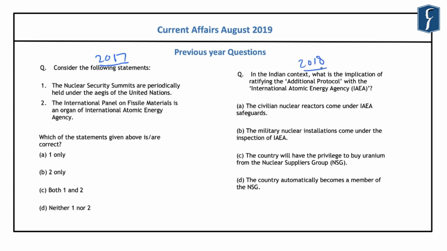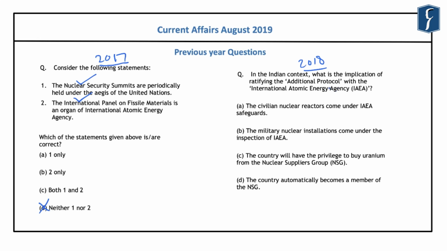And regarding the question that was asked in 2017, it was related to the nuclear security summits and also related to the International Panel on Fissile Materials. And in this question, both the statements were incorrect because the nuclear security summits are held under the aegis of the United States of America and not the United Nations. And the second statement, that is the International Panel on Fissile Material, is not an organ of the International Atomic Energy Agency.